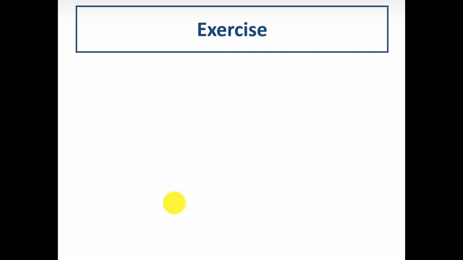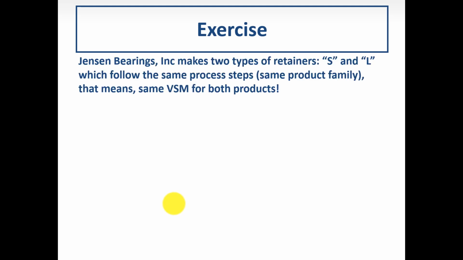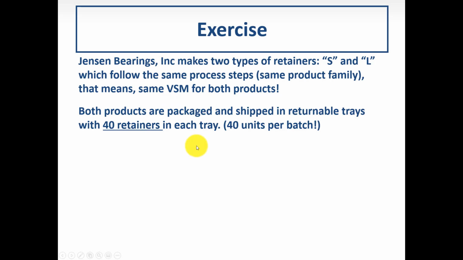Alright, so let's do this exercise. Jensen Bearings makes two types of retainers, S and L, which follow the same process steps. That means they belong to the same product family, so we can use the same value stream map for both products. Both products are packaged and shipped in returnable trays with 40 retainers in each tray. Those 40 retainers are the quantity of units per batch. This is information that will be useful later on.